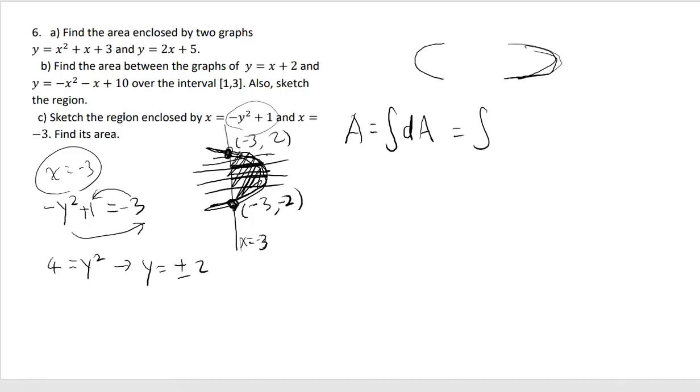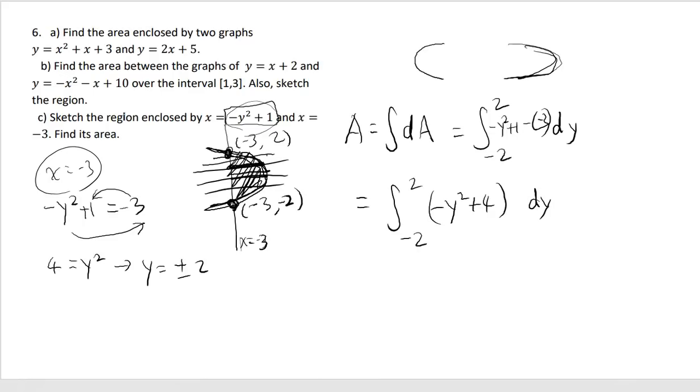So we're trying to integrate by y, and its length would be the difference between the x coordinates. Because the x coordinate of this is always negative 3 and the x coordinate of this is given by this function, we have to do negative y squared plus 1 minus negative 3 to do the integral, where y goes from negative 2 to positive 2. Okay, so the integral is from negative 2 to positive 2. Minus negative 3 is positive 3, so negative y squared plus 4.